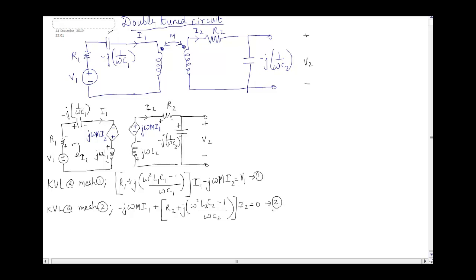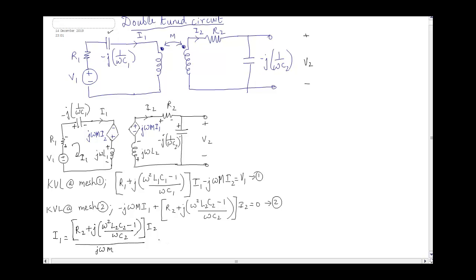So from here, we can find out the value of I1. As you can see directly, I1 is going to be equal to R2 plus j omega square L2 C2 minus 1 divided by omega C2, into I2, divided by j omega M. So this is the equation for I1.